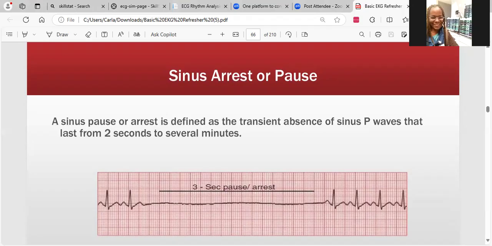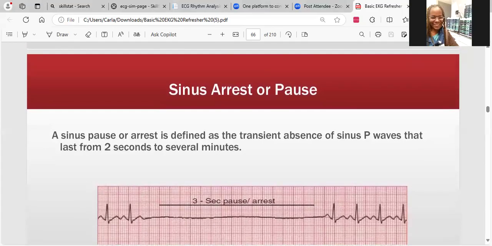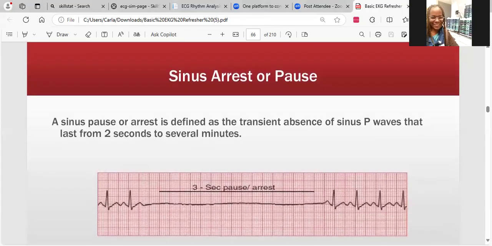So, a sinus arrest is a rhythm where the heart rate seems normal and out of nowhere, you've got a flat line, and then your sinus rhythm picks back up again with a P, Q, R, S, and T. So, now that we know what our sinus rhythms are, let's see if we can determine what some of them are.